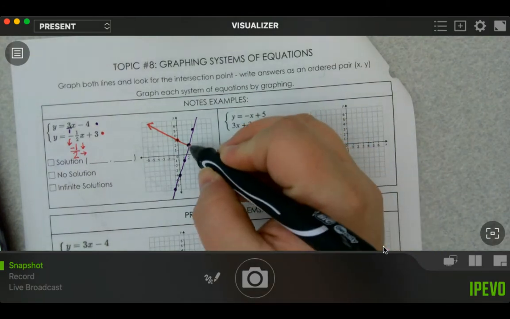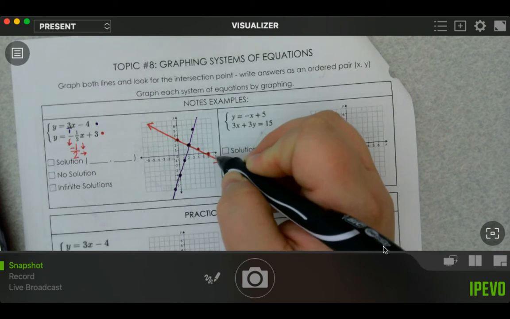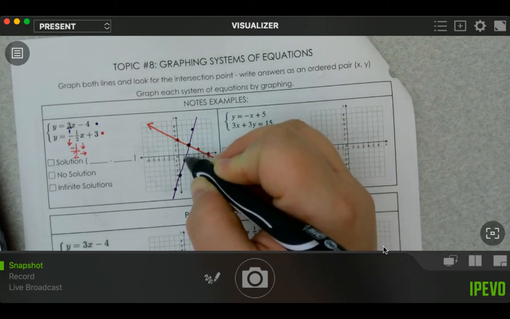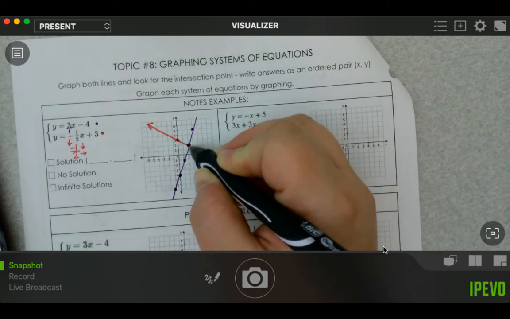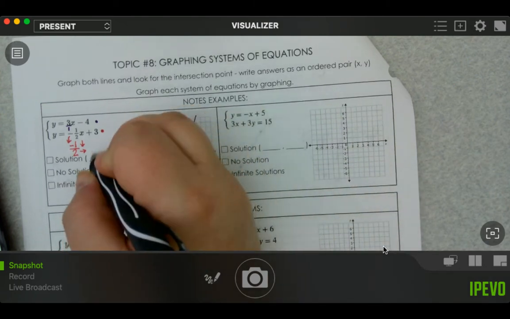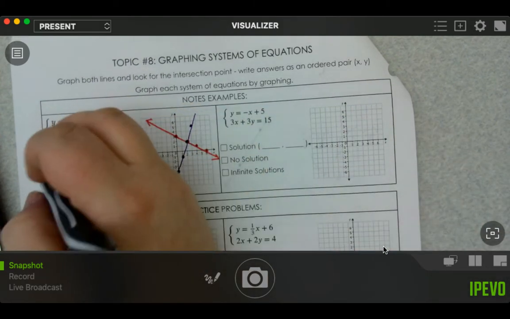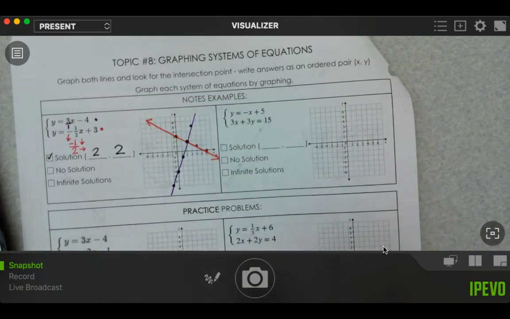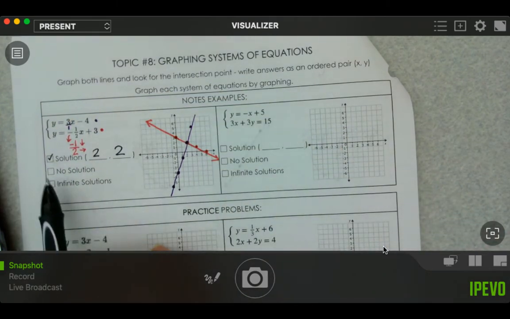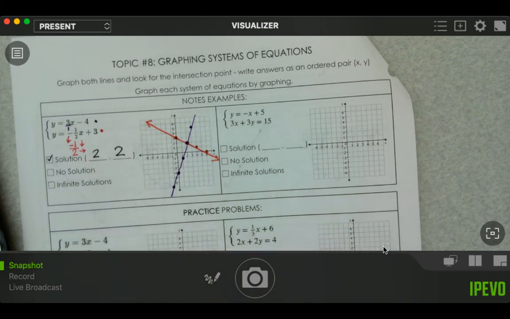And this point right here where they cross is my answer. Remember that the x value goes first, so that's 2. And then the y value, oh hey, it's also 2. And you can mark solution if you want to. This part is mainly if you have no solution or infinite solution, because then you won't be able to write a point like this.